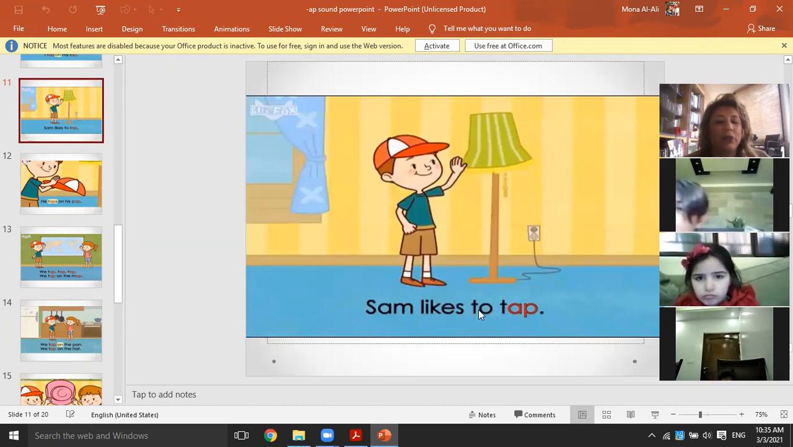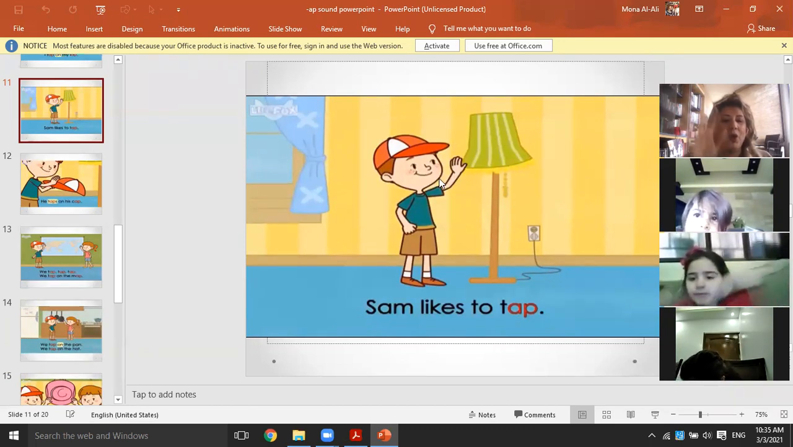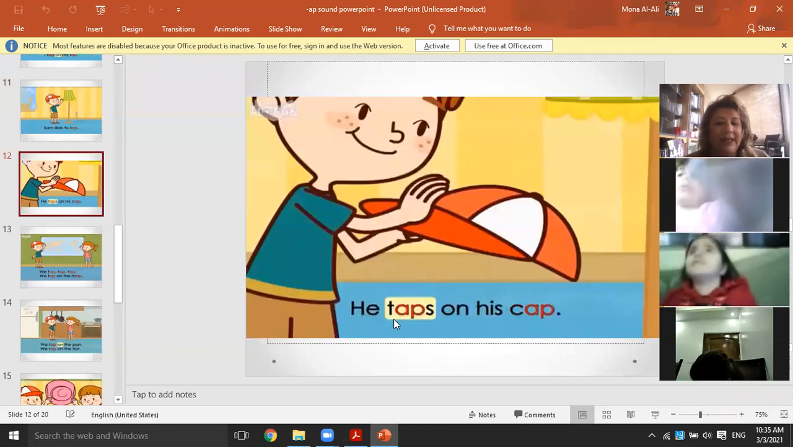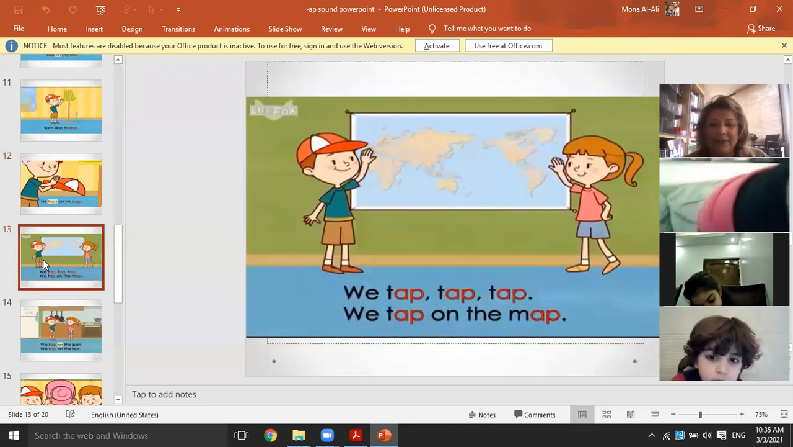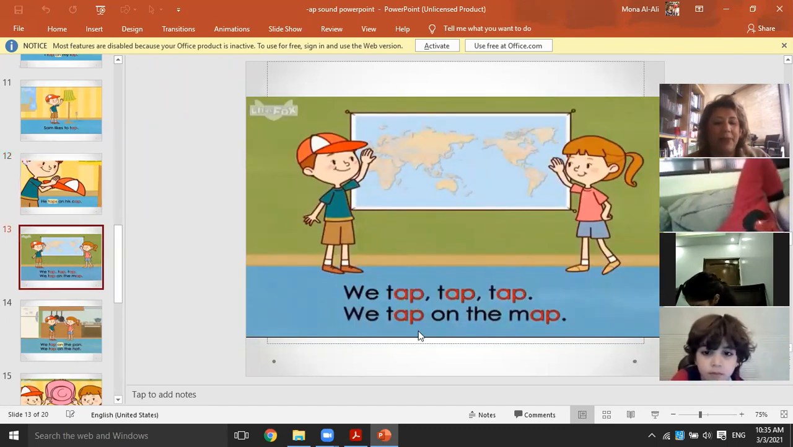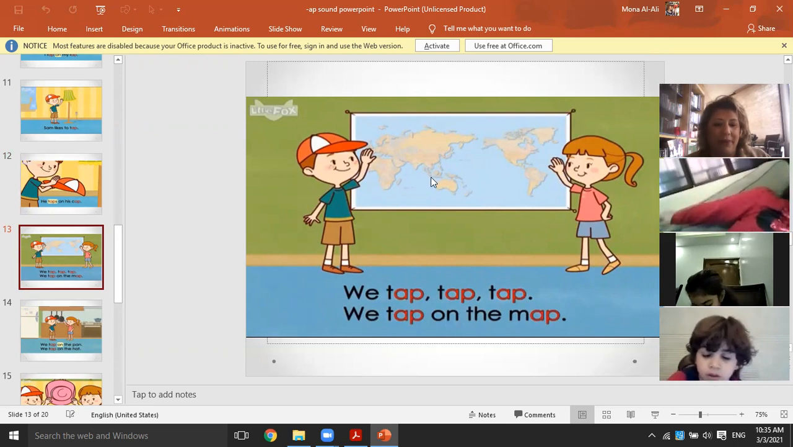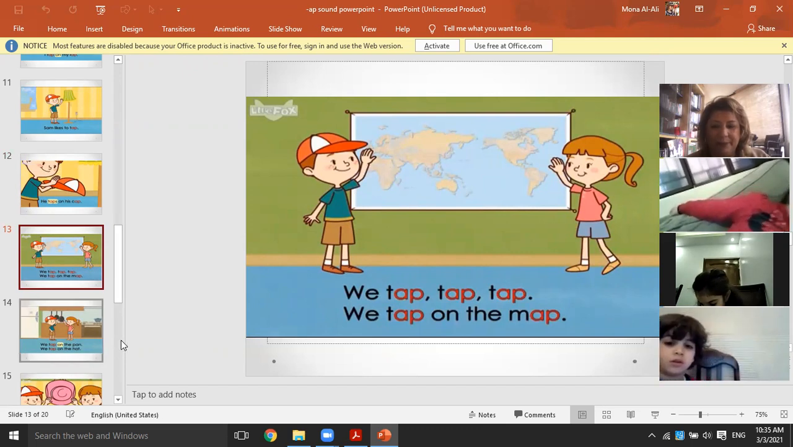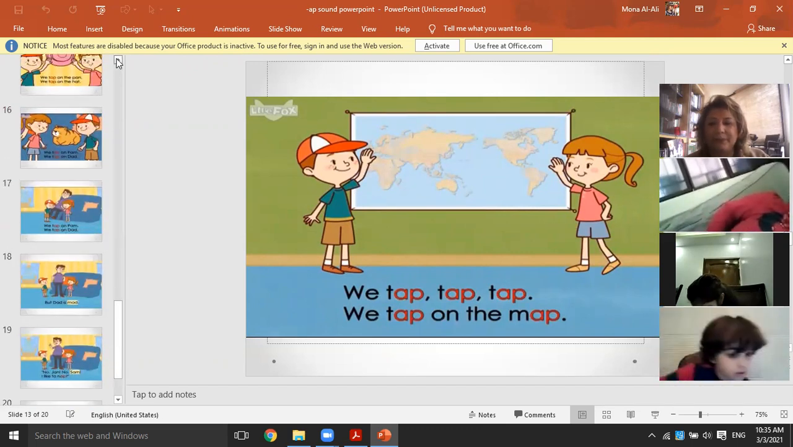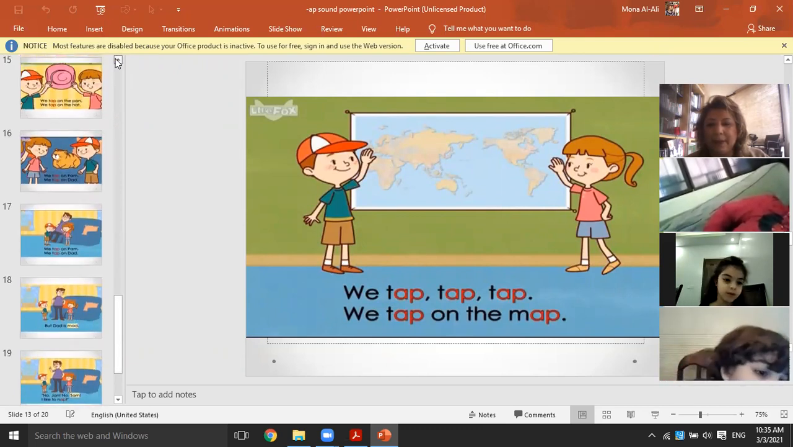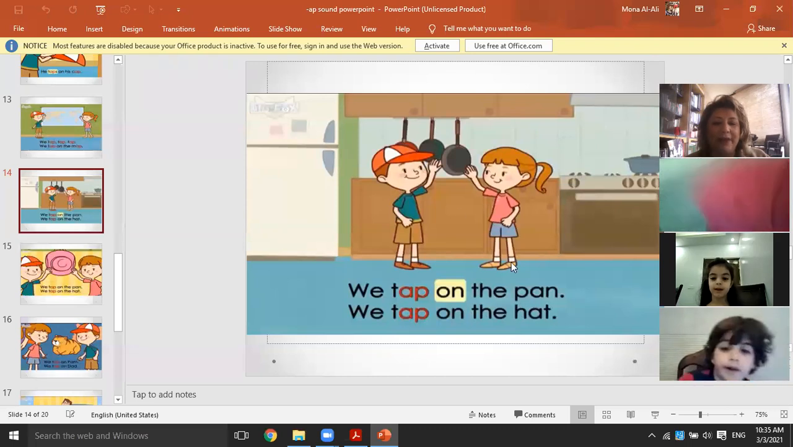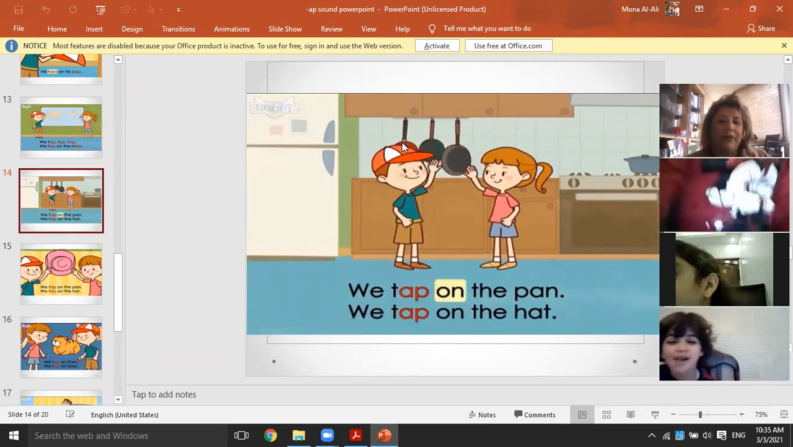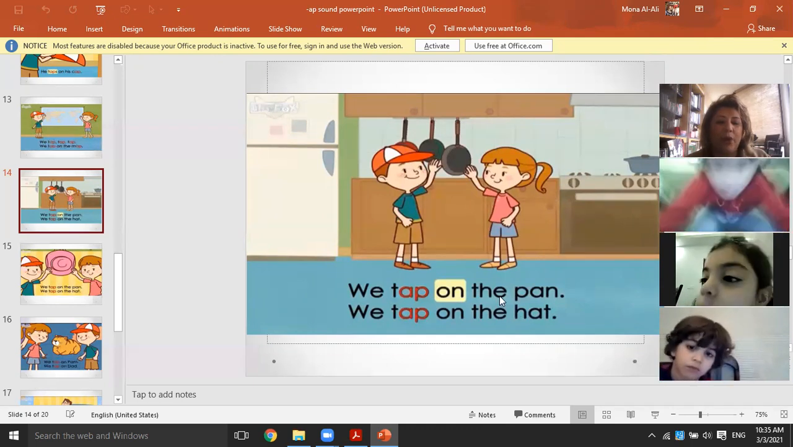Sam likes to tap. Look at Sam. He is tapping on the light. He taps on his cap. We tap on the map. This is the map. Did you see the map? We tap on the hat, on the pan. Did you see the pan? We fry eggs with it or potato. We tap on the pan.